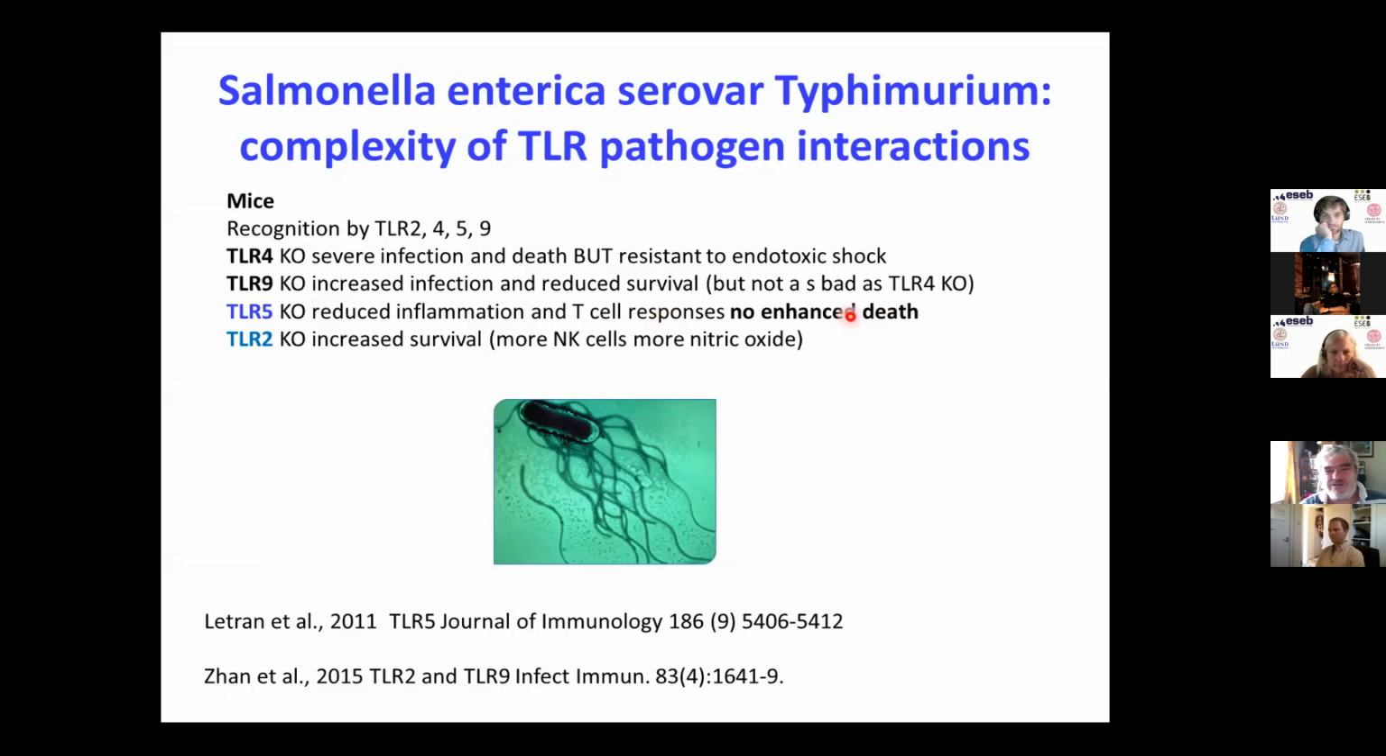You get a completely different consequence. And then if you knock out TLR2, you actually end up with increased survival. That's because you end up with more natural killer cells that produce more interferon gamma that drive more nitric oxide that kills the infection. So in this case, TLR2 is actually detrimental to the host in some ways rather than driving host immunity. So it's not just that there are multiple TLRs involved in recognition, it's that the consequences of TLR activation can be both positive or negative.